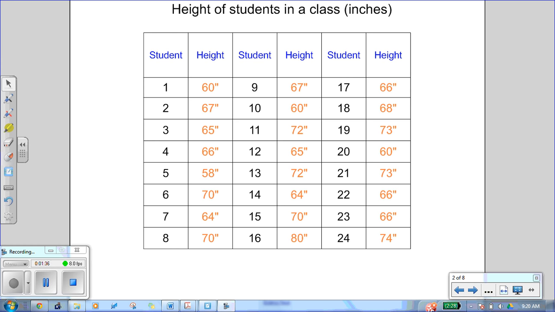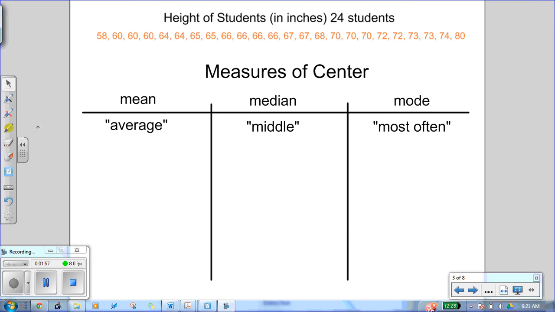Notice this set of data is pretty hard to look at, because all the heights just jump around. We go from 60 to 67, back down to 65. So it's very hard to even visualize what tendencies this data has, what's the high, what's the low. So the first thing we want to do is reorganize the data into a list. You can see right up here, I put all 24 heights in numerical order, starting with the lowest and going to the highest. The shortest person in the class is 58 inches tall, whereas the tallest person in the class is 80 inches tall, and then everyone in between.